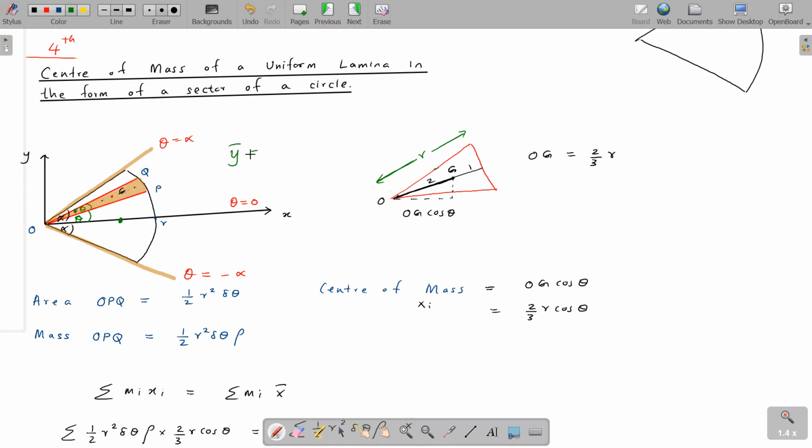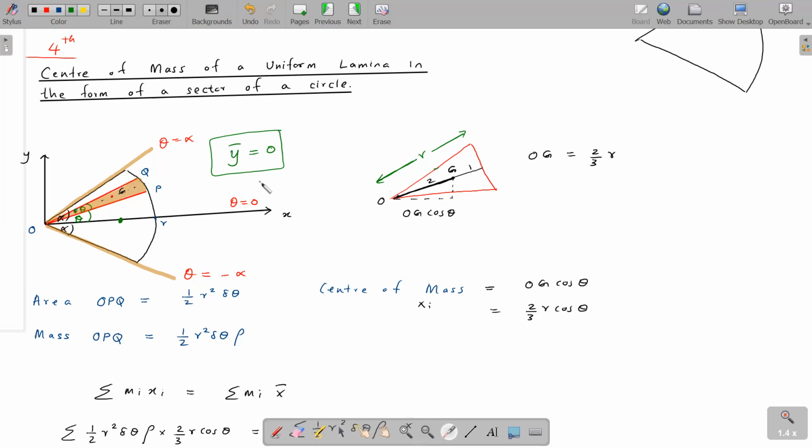Can you see? We don't need to find y bar, right? y bar is already there. So we only need to find x bar. Only x bar needs to be found. So we are only going to be concerned with the x coordinate. I'm not going to do sigma mi yi equals total mass into y bar. I don't need to do the y bar. I will only be doing the x bar because you can clearly see the final center of mass y bar is 0.